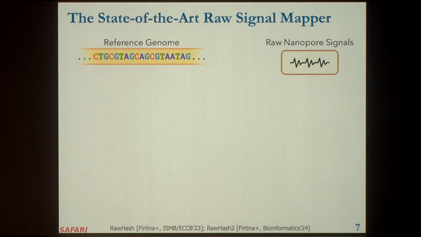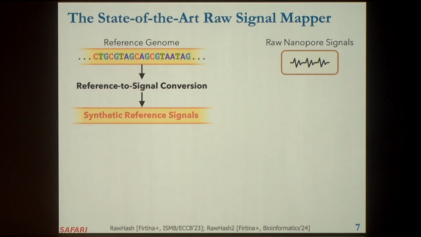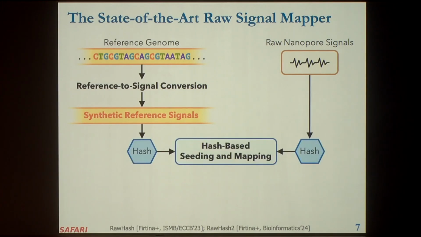So let's see how we can map raw signals to reference genomes without base calling them by looking at the state-of-the-art raw signal mappers RawHash and RawHash2. It typically starts by converting the reference genome into its electrical signal representation by using a conversion table that takes each k-mer of a reference genome as input and then outputs its expected electrical signal. So now we have the synthetic reference signal that we get from the reference genome and also the raw nanopore signal, and then we generate hash values from these signals and then perform the regular hash-based seeding and mapping steps.